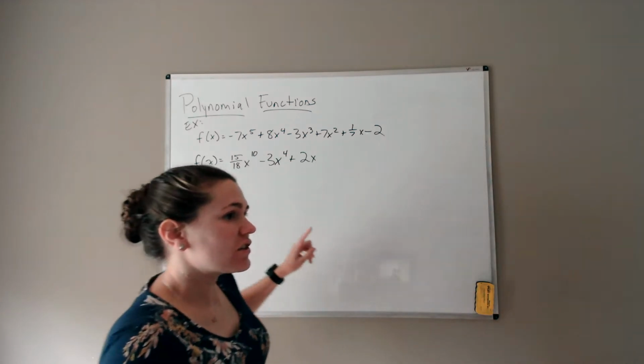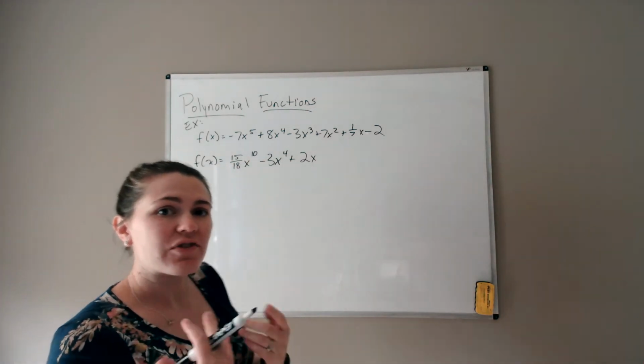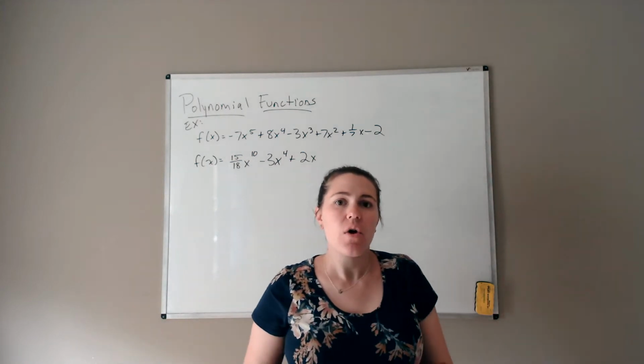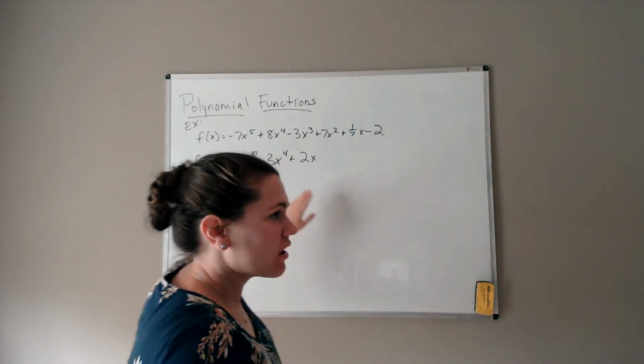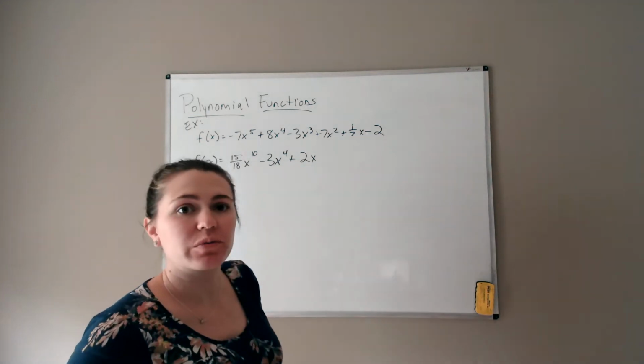Notice the largest exponent is 10. Notice you don't have to have all descending exponents. It just has x to the 10, x to the 4, and x. So these are two examples of polynomial functions.